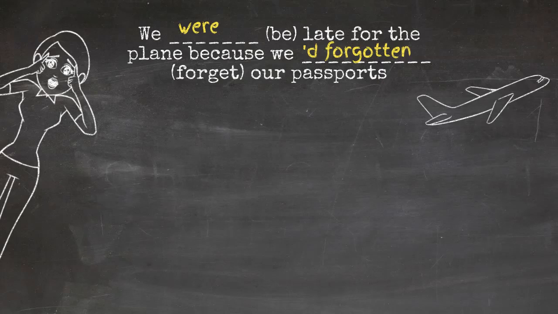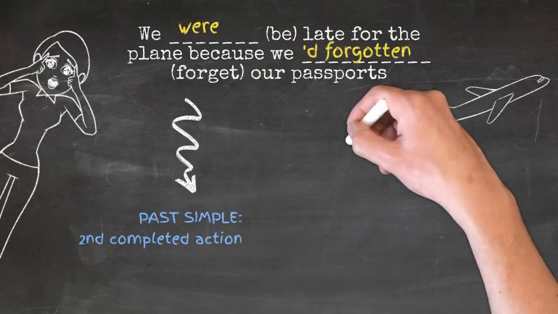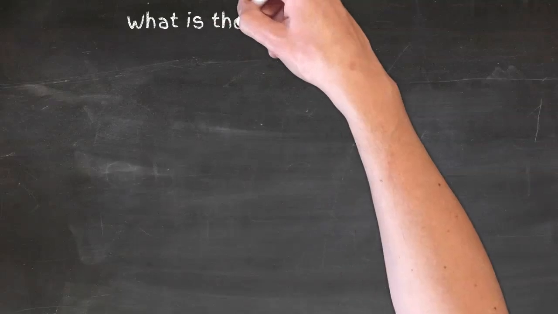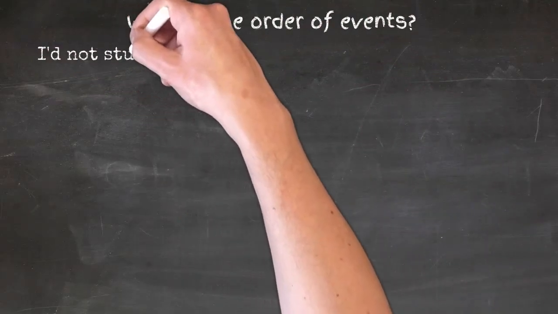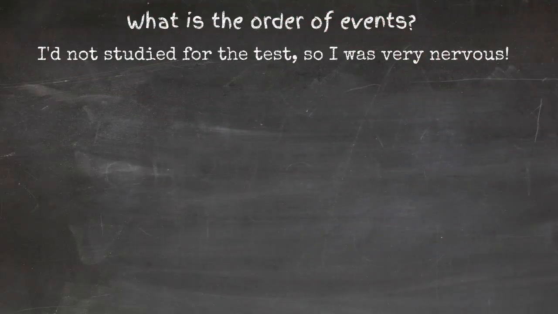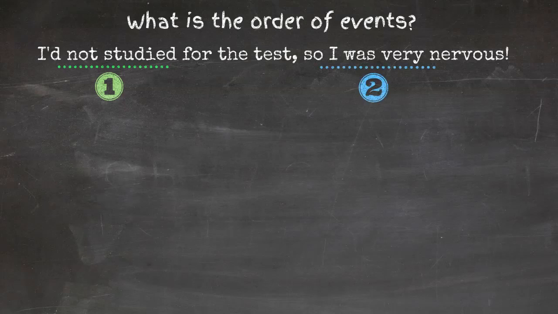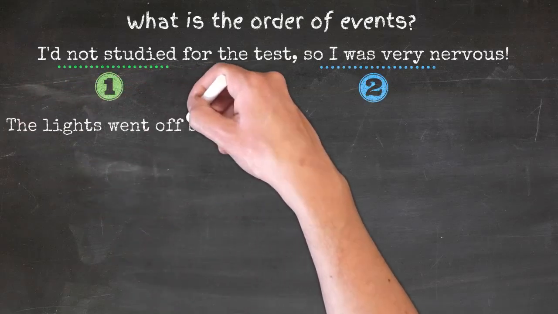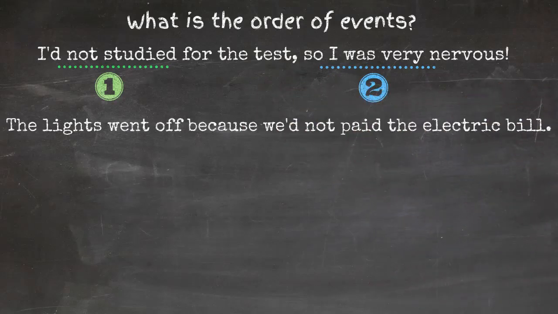We were late for the plane because we'd forgotten our passports. Now let's look at the tenses and tell the order of events in these sentences. I had not studied for the test, so I was very nervous. This happened first and this happened second. Now you try. Pause the video if you need more time. The lights went off because we did not pay the electric bill. This happened first and this happened second.